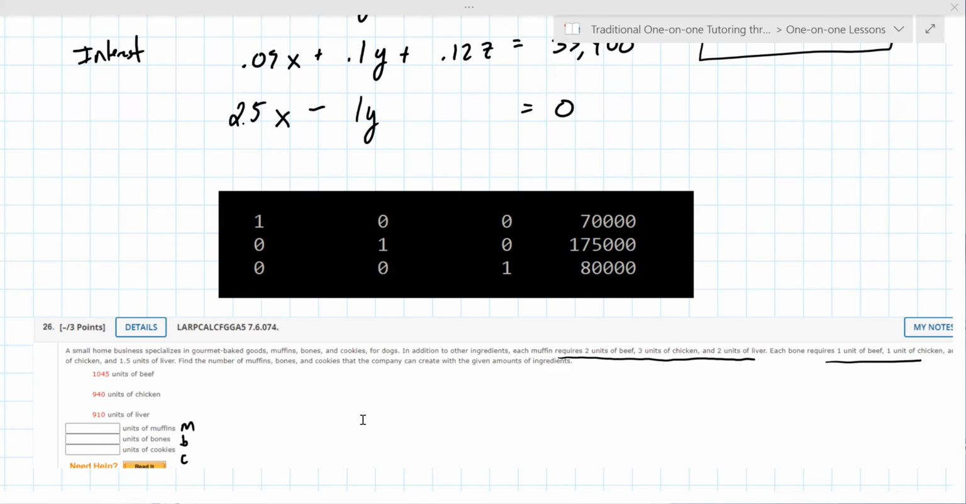Okay, so it's like 2 units of chicken, no, 2 units of beef, 2 units of chicken, 2 units of liver. See, that's not making sense. Okay, let me check the internet here. I don't know why these aren't.